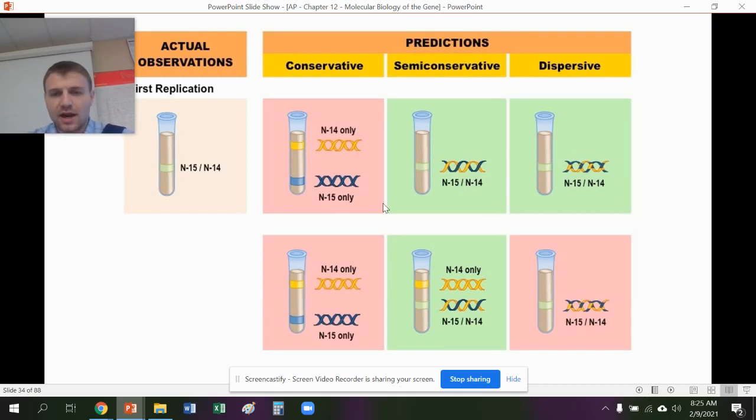So after the first round of replication, we weed out the conservative model. It's not that model. If it was that model, we would see the two bands here, and we don't see that. In the second round of replication, again, we're still going to see that N14-15, but we're also going to see the N14 model in replicated DNA. And again, we don't see only N14-15. We see them both here. So this proves that the semi-conservative nature of DNA replication is what we are looking for.